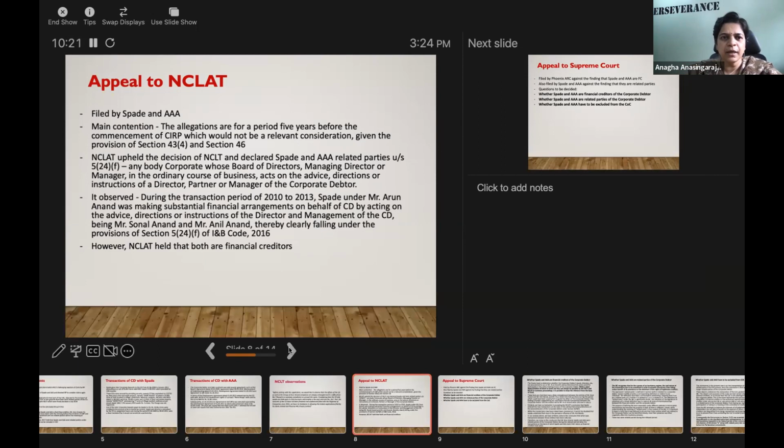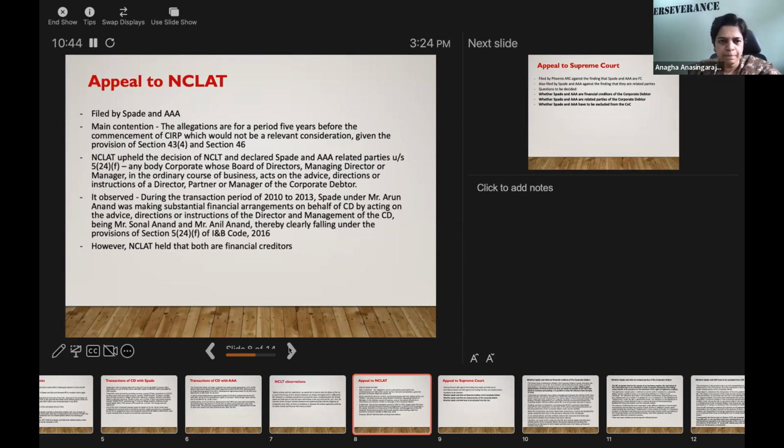Now, NCLAT upheld the decision of the NCLT and declared that Spade and AAA are related parties under 5(24)(f). That is, any body corporate whose board of directors, managing director or manager in the ordinary course of business acts on the advice, directions or instructions of a director, partner or manager of the CD. So under this particular clause, NCLAT held that these two were related parties.